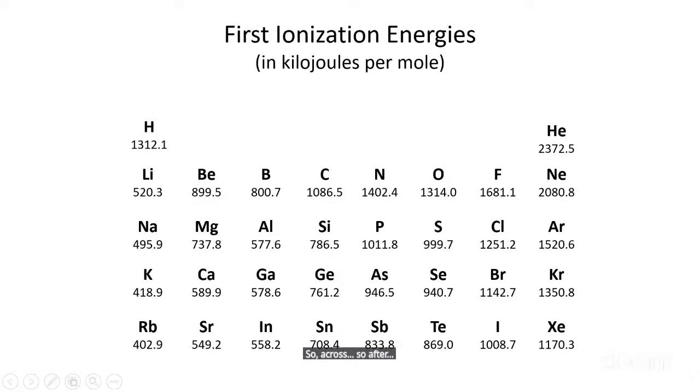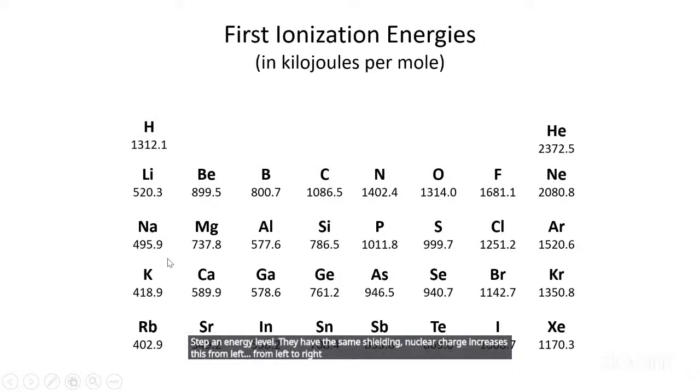Atoms in the same period have electrons in the same energy level. They have the same shielding. Nuclear charge increases from left to right, with exceptions at half-filled and full orbitals.